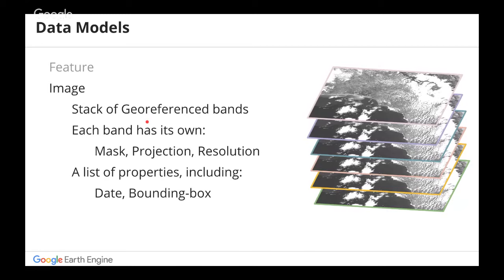Each image is a collection of bands. Each band is a collection of pixels, and the pixels have a mask and a projection and a resolution, but you also have properties which include the bounding box of the image and other metadata that might be stored with the image.